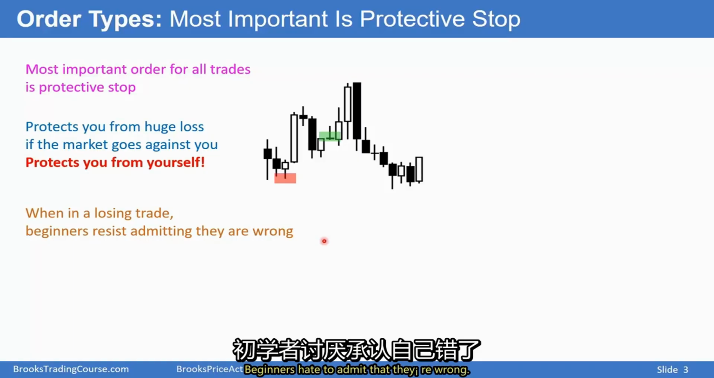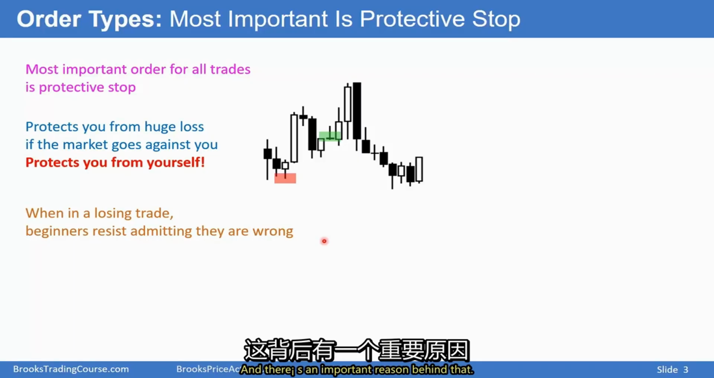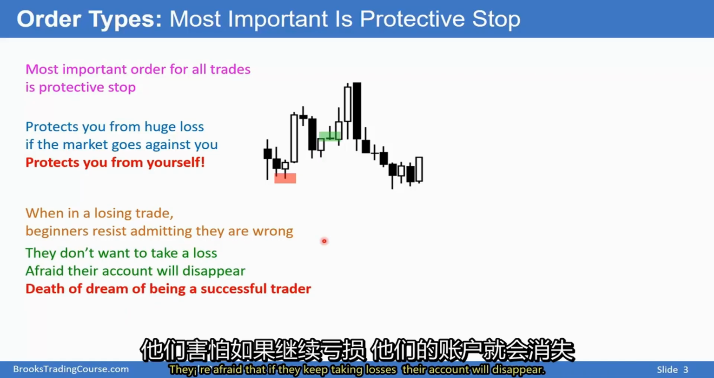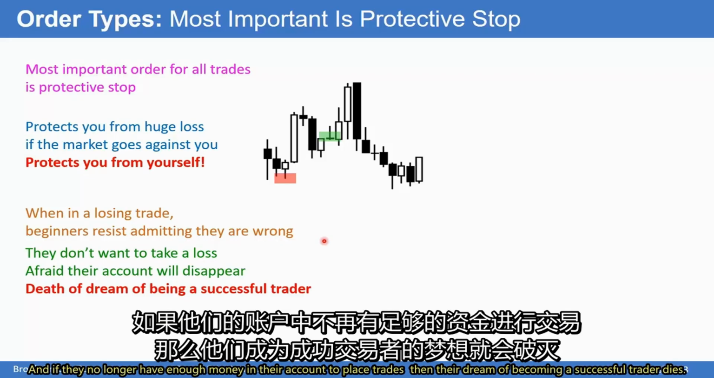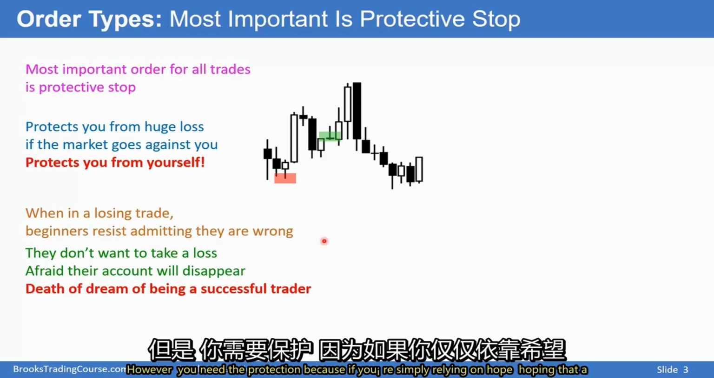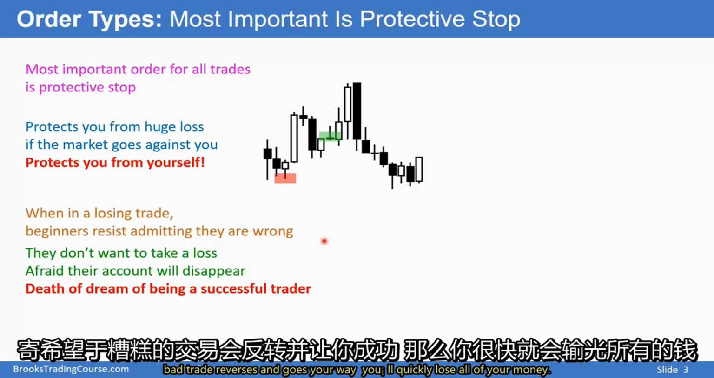Beginners hate to admit that they're wrong, and there's an important reason behind that. They don't want to take a loss. They're afraid that if they keep taking losses, their account will disappear. And if they no longer have enough money in their account to place trades, then their dream of becoming a successful trader dies. Taking losses is the equivalent of death if you're starting out. However, you need the protection, because if you're simply relying on hoping that a bad trade reverses and goes your way, you'll quickly lose all of your money.